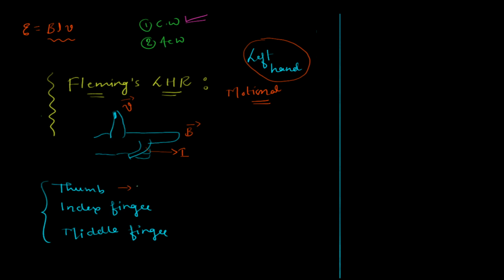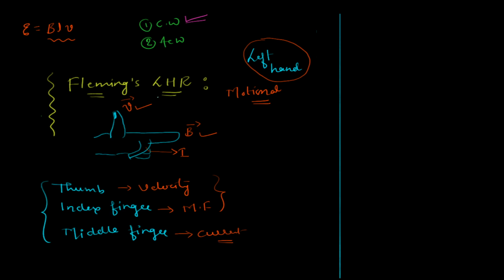Thumb basically is in the direction of velocity of the rod. Index finger is in the direction of magnetic field, and with these two you have to first make sure that velocity and magnetic field are in the right directions, and then finally whatever direction your middle finger is pointing at becomes the direction of current. All right, so I hope you understand that.